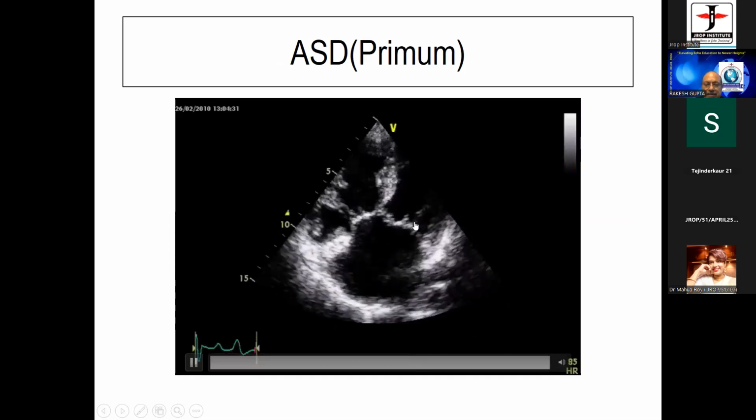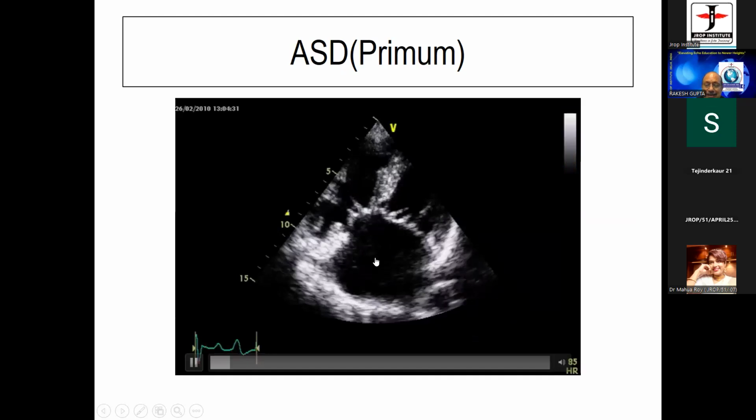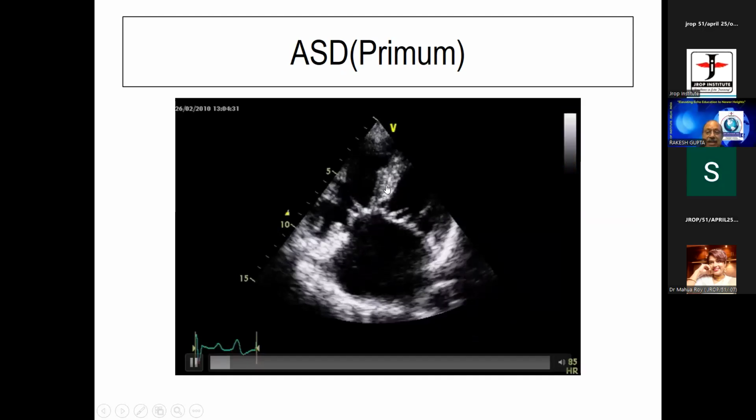This is septum primum. You see, look, there's no atrial septum. But at the same time, both the AV valves are at the same level.